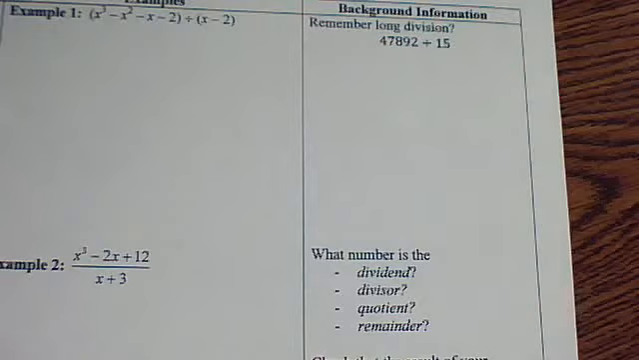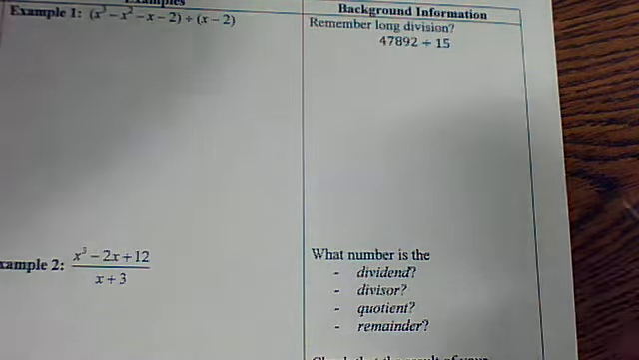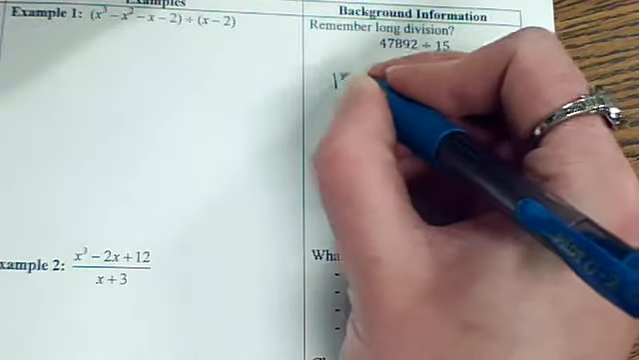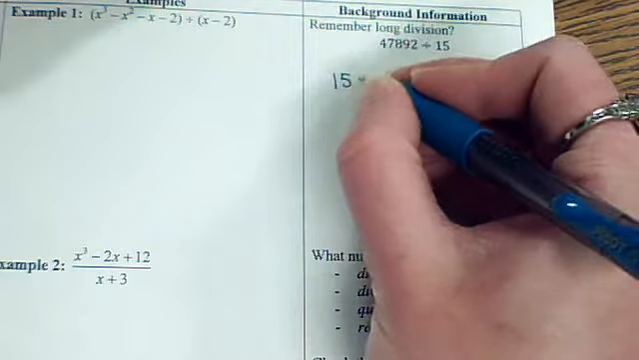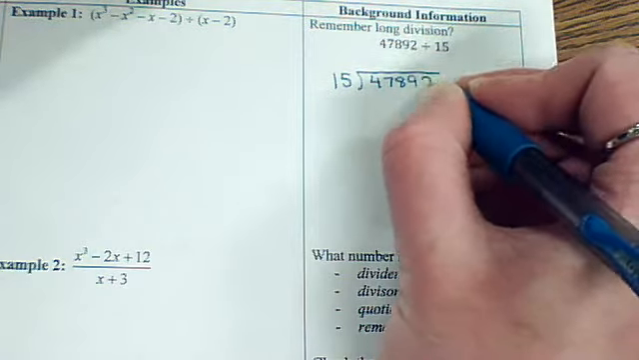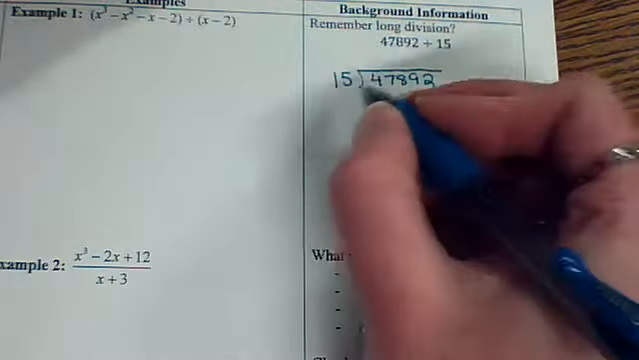In this lesson, we're going to be looking at dividing polynomials. So let's look at division, especially long division. Let's remember the steps. We're going to put what we're dividing by on the outside into 47,892. Now remember what the steps are.